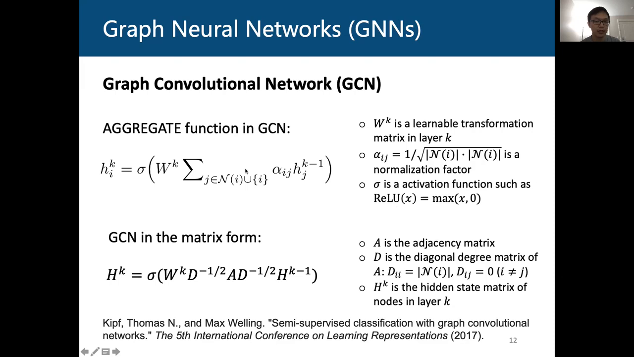And it's easy to see that this GCN can be written in a more compact matrix form. So we use A to denote the adjacency matrix, and D is the diagonal degree matrix of A, which means that the ith element in the diagonal, D_ii, equals the degree of node i, and other elements off the diagonal are zero. And we use H^k to denote the hidden state matrix of nodes in layer k. Using these notations, we can rewrite the GCN formula in this way. Here D to the negative 1/2 is to normalize the adjacency matrix A, which exactly corresponds to this alpha_ij.